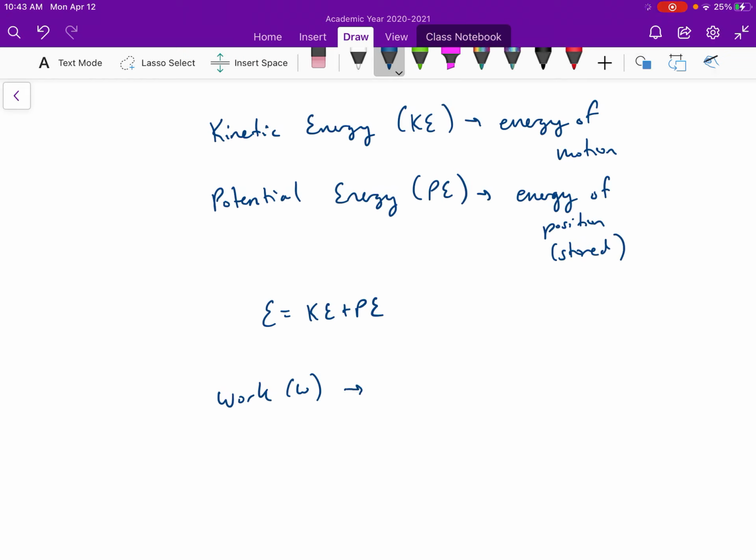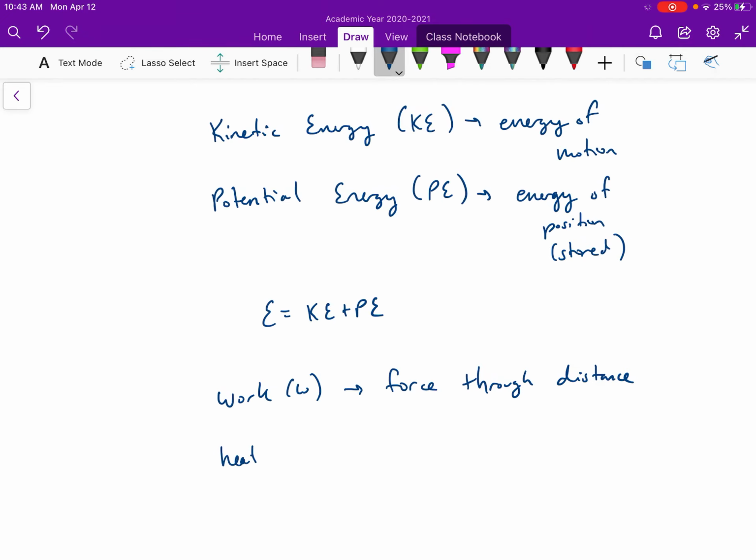So work is W, and work is force through distance. Right? So if you had to say, like, move the couch in your living room from one side of the room to the other, and you had to push it across the floor, that's work, right? You're going to apply a force to the couch over the distance of the room. You can calculate that out to be the work that you did. So that is a form of energy, okay?